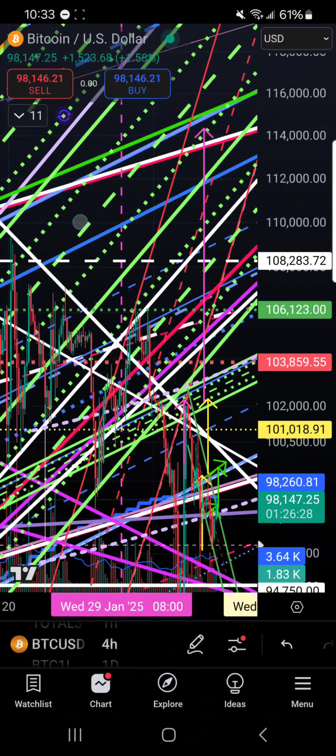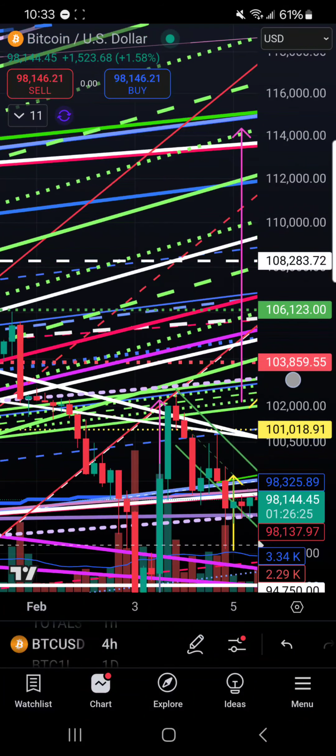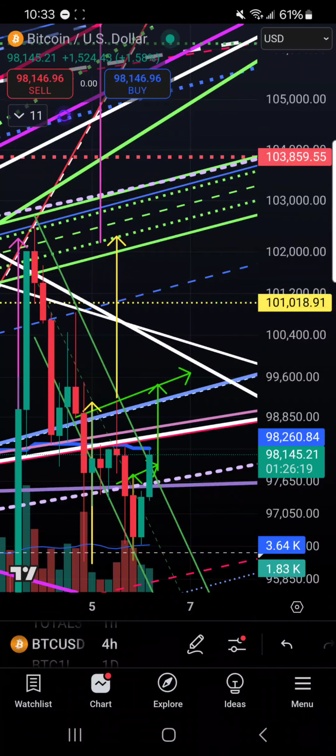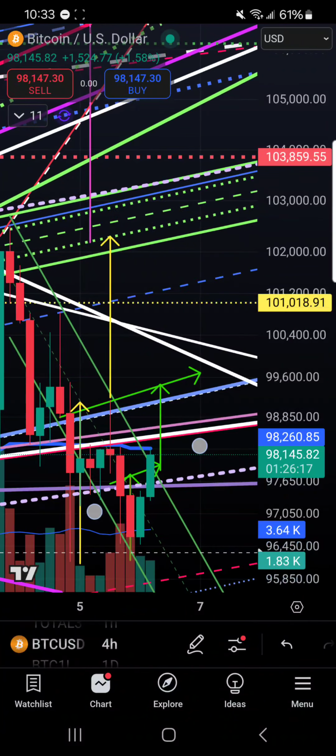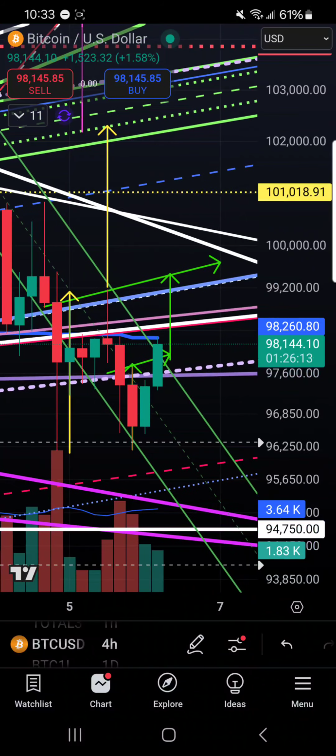Well, let's just leave it there because I am going way out and expecting a lot of things to happen that haven't even happened yet. So let's just see. We've got two scenarios, a dumpy scenario and a pumpy scenario. And who knows what's going to happen.